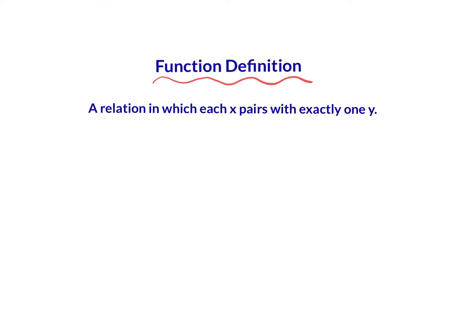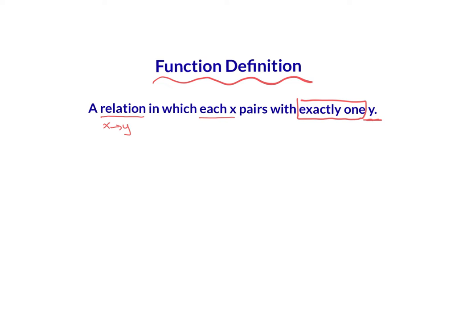This definition I've seen worded in different ways, but it's essentially a relation, which just means a set of x values and a set of y values. We're relating x to y, in which each x pairs with exactly one y.